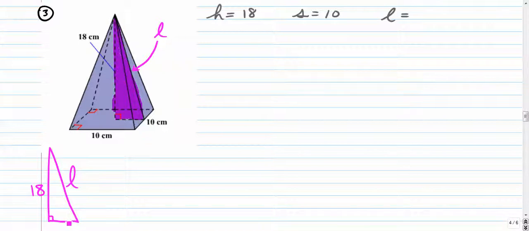The slant height in our picture goes like this. And the bottom of this, from here to here, is not 10, but it's half of 10, which is 5. So you want to go 18 squared plus 5 squared equals L squared. And when you type all that stuff in, you get your slant height. So I go the square root of 18 squared plus 5 squared, 18.6815.